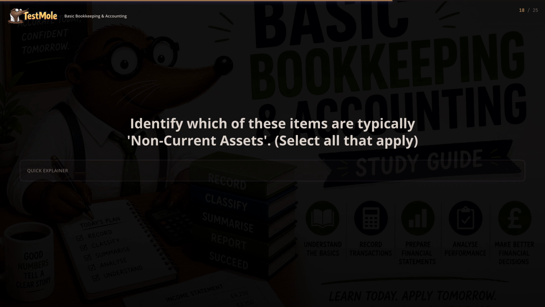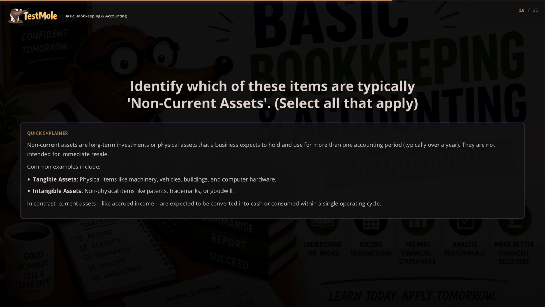Identify which of these items are typically non-current assets. Select all that apply. Non-current assets are long-term investments or physical assets that a business expects to hold and use for more than one accounting period, typically over a year.